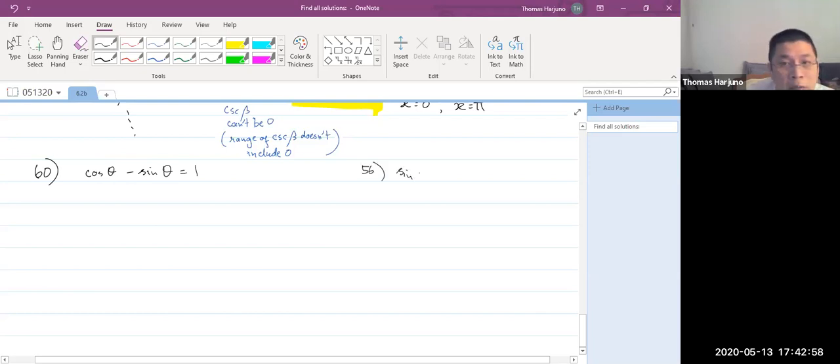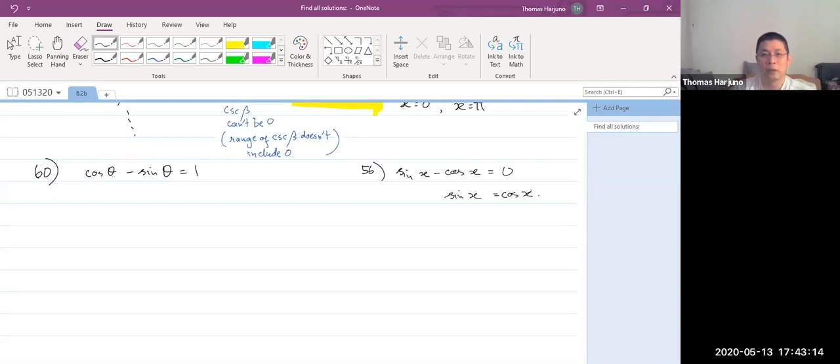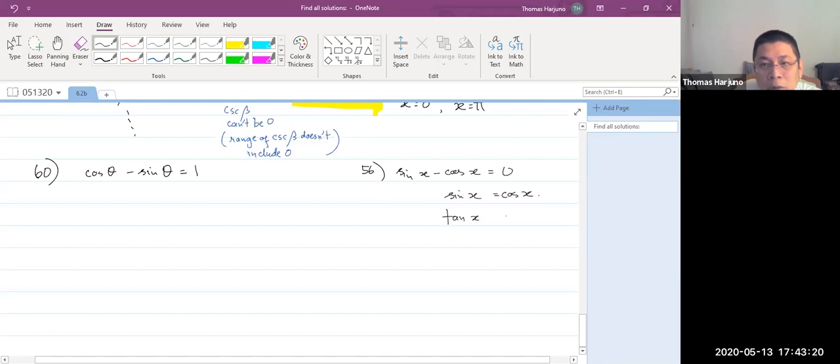Sine x minus cosine x equals 0. Oh, how do I do that, Thomas? Well, sine x equals cosine x, right? Under what situation does sine x equal cosine x? In my opinion, the best way to do it is to look at the tangent. Tangent x equals 1. So what I did here is I divide by cosine x.